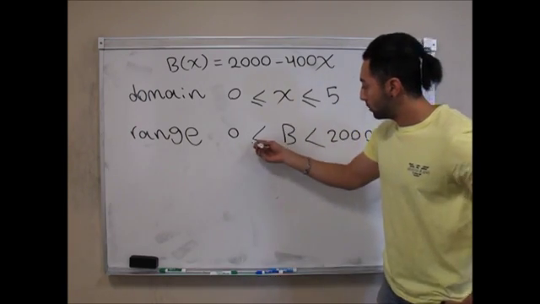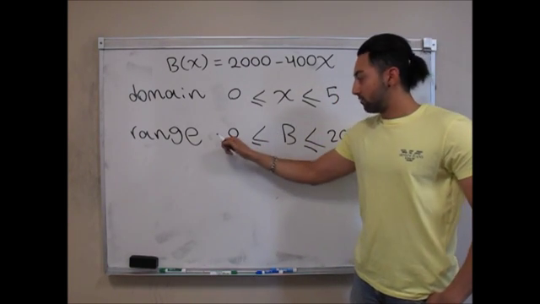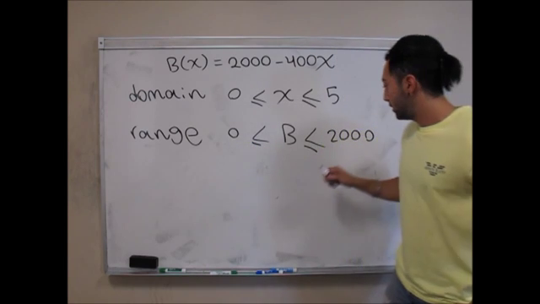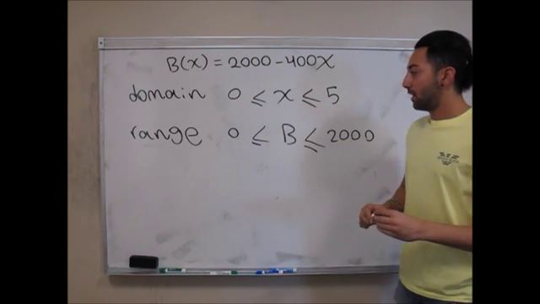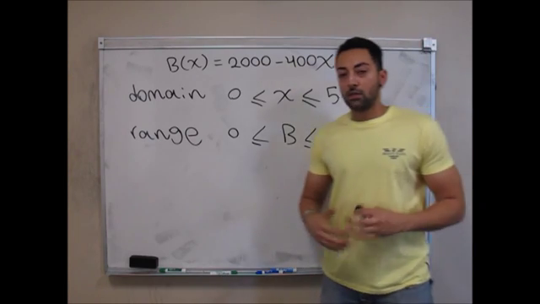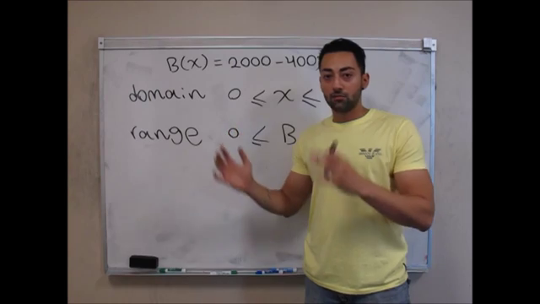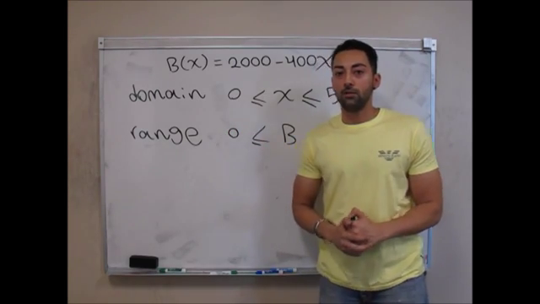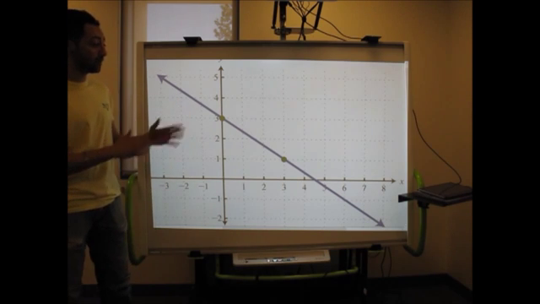And I would also have to include both of those because after 5 months I had no balance, and in the beginning I had $2,000. So that's really the restriction we had on the range. So this was just a verbal explanation. We're going to look at the other examples through graphs so you can get a visual understanding of domain and range.